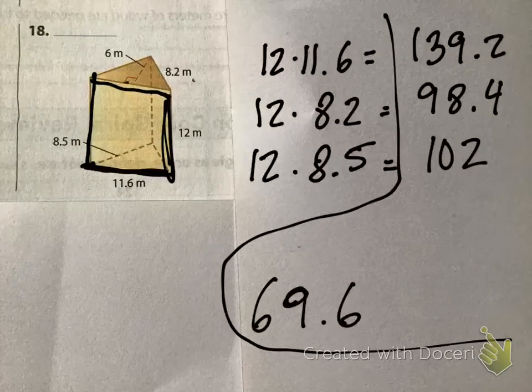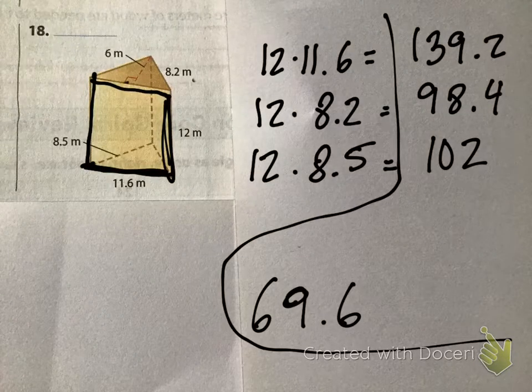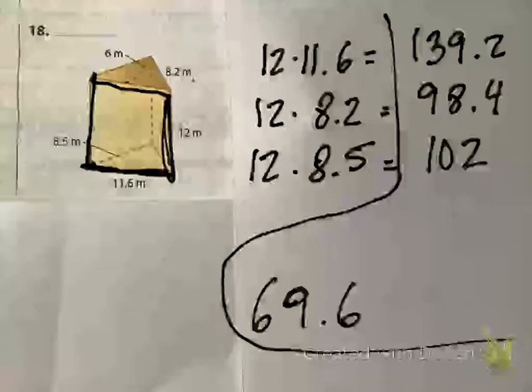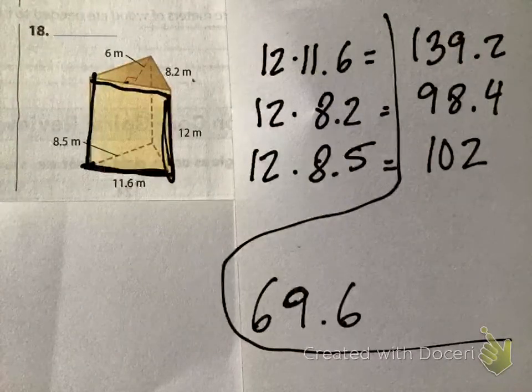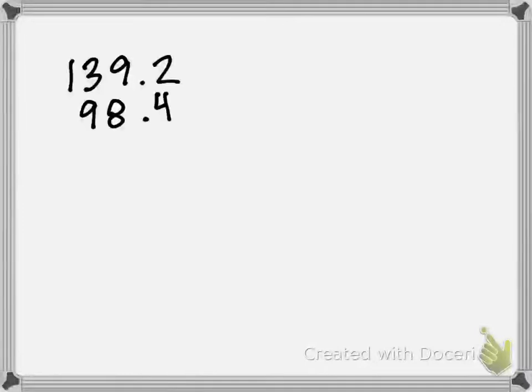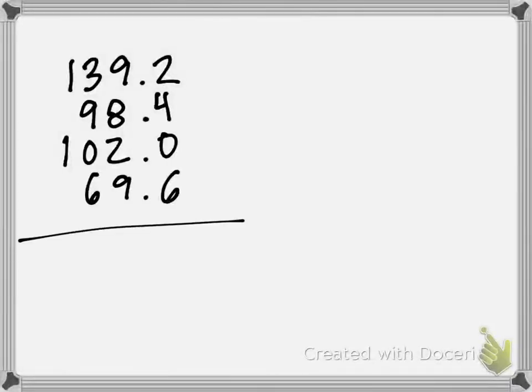I'm finding surface area. So when I find surface area, what do I do? Kyle and Shiley are correct. I'm sure everybody knew it too. We add them all together. And yet again, when we're adding numbers, we line up our decimals. So the numbers I have are 139.2, 98.4, 102, and 69 and 6/10. Excellent. So I just am going to add them all together.